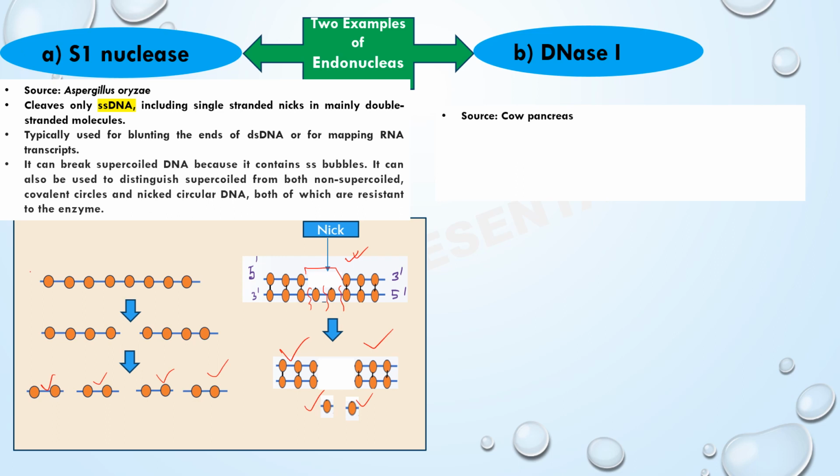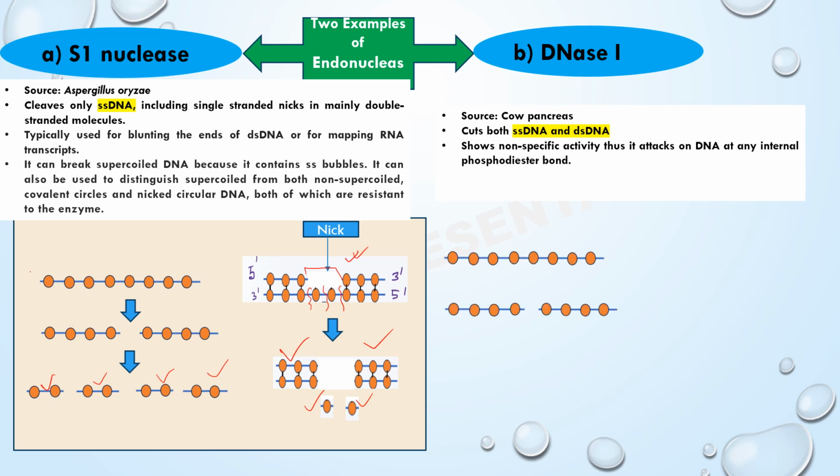Second example of endonuclease enzyme is DNase 1. Source is cow pancreas. It cuts both single-stranded DNA and double-stranded DNA. It shows non-specific activity, thus it attacks DNA at any internal phosphodiester bond. Now if you see this figure, I told you it is non-specific, therefore it can act on any position. Due to the action of this enzyme, these are the final fragments obtained.